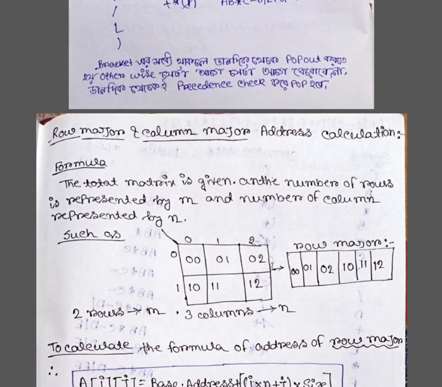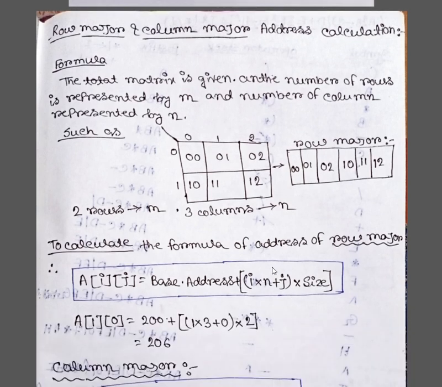And then a very important portion comes, that is row major and column major, address calculation in row major and column major. And the formula is this. If you are having a matrix, like this is the row number, these two are the row numbers, 0 and 1, two rows that is represented by m, and three columns, 0, 1, 2, that is three columns represented by n.